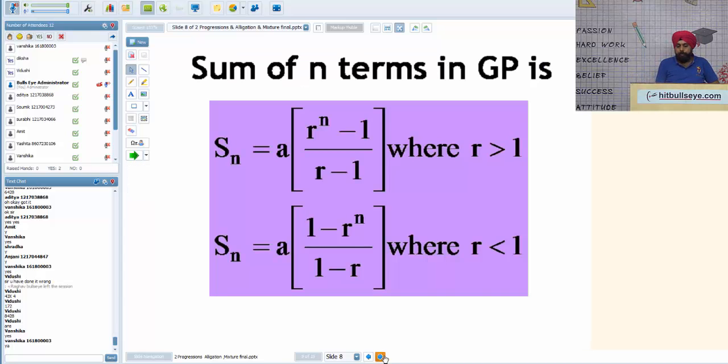So this is a sum formula, students. It is A into R raised to power n minus 1 divided by R minus 1, in case R is greater than 1. Ratio between any two terms, Vanshika. If you divide any term by the term which precedes it, which appears before this term, you get the value of R.